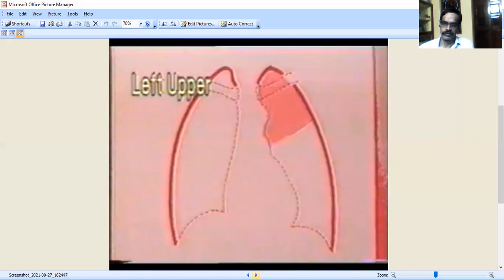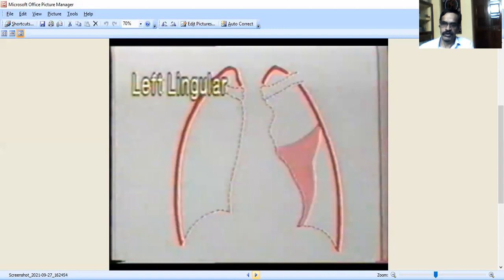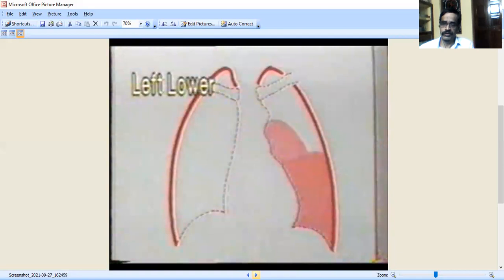You see, if it silhouettes with the aortic knuckle area, it is in the left upper lobe. If it silhouettes with the left cardiac border, it is in the lingular lobe. If the silhouette sign is there with the left cardiac border, then it is consolidation in the left lingular lobe. If the consolidation silhouettes with the left hemidiaphragm, then it is in the left lower lobe, as seen in the picture, isn't it?